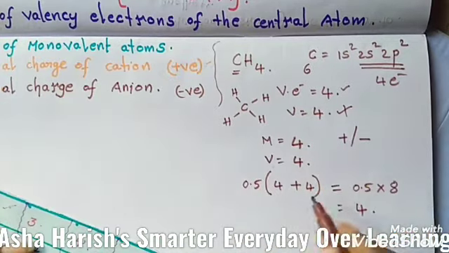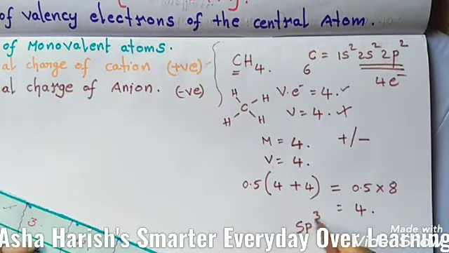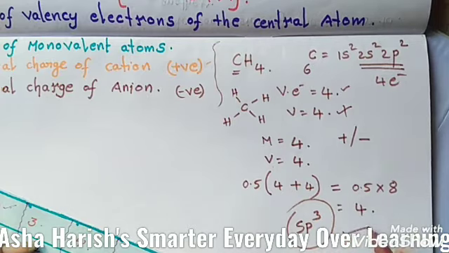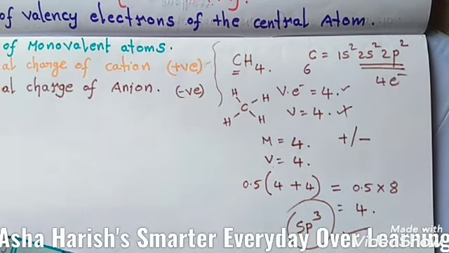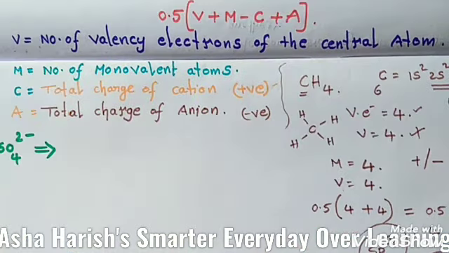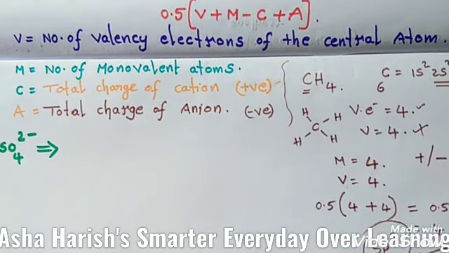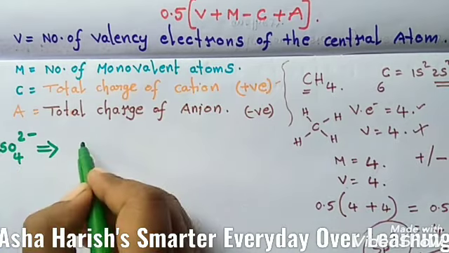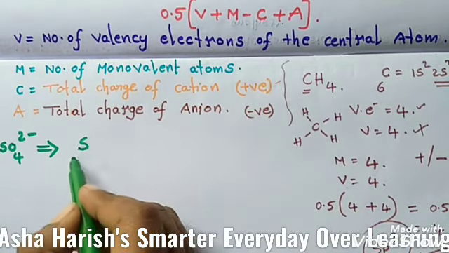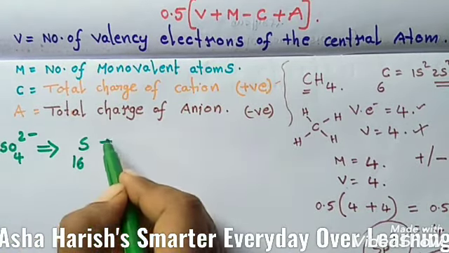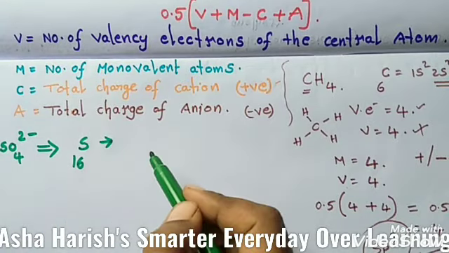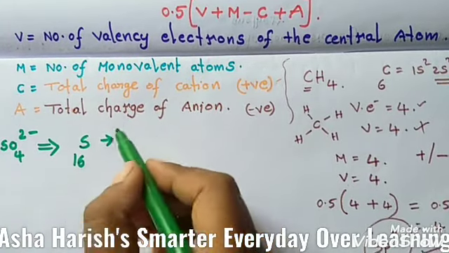So students, for CH4 it has sp3 hybridization. Okay, right. Let's see now another example which is having an ion, SO4 2-. Here the central atom is sulfur. Sulfur's atomic number is 16. According to the Aufbau chart, you need to write the electronic configuration of sulfur here, students.